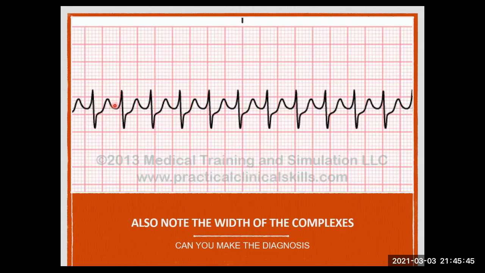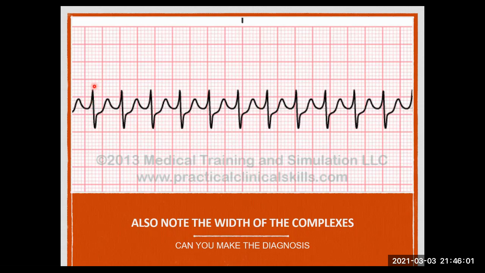Let's look for P waves. The first thing we notice is that we can't see any P waves. So we can't talk about a PR interval. We can't talk about a QRS after every P. So we can't talk about any of those things. But what can we talk about?